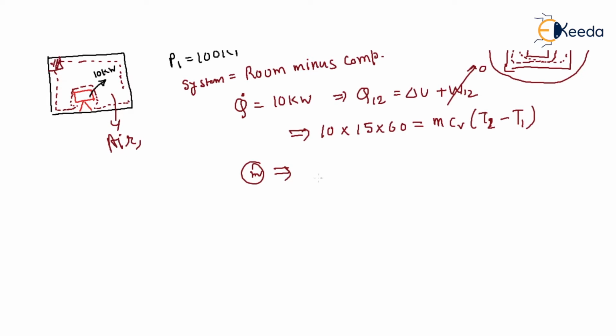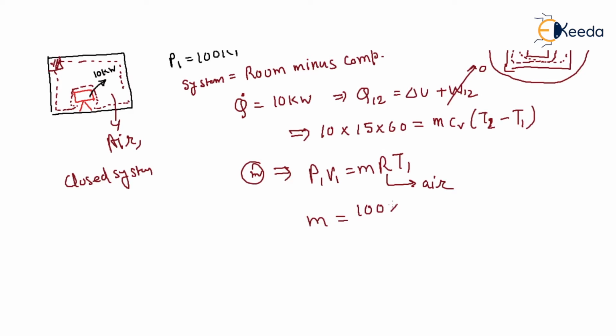So what is that? P1 V1 is equal to mRT1, closed system. So this is air. So what is your mass? P1 is 100. What is the volume? 150, divided by what is R? 0.287. What is the temperature in Kelvin? 300. So this is your mass.